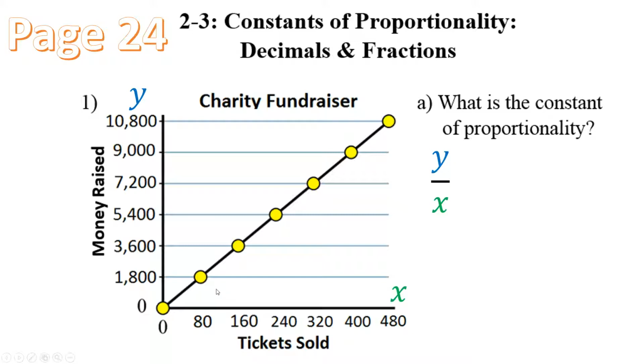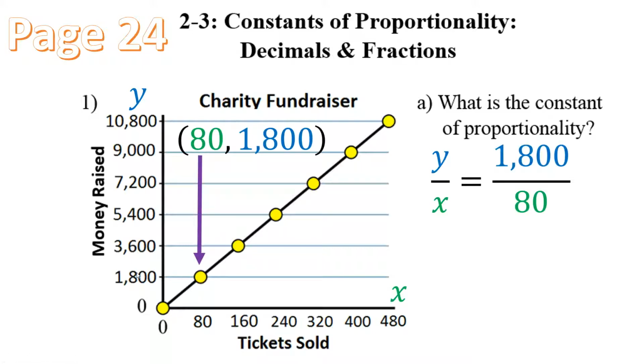So I tend to use the first point. You can't use 0, 0 because 0 divided by 0 is undefined. So you have to use the first point other than 0, 0. So I tend to use this one here. So our y is 1,800 and our x is 80. Therefore, our y over x is 1,800 divided by 80. And if we divide by 80, we're going to get 22.50.